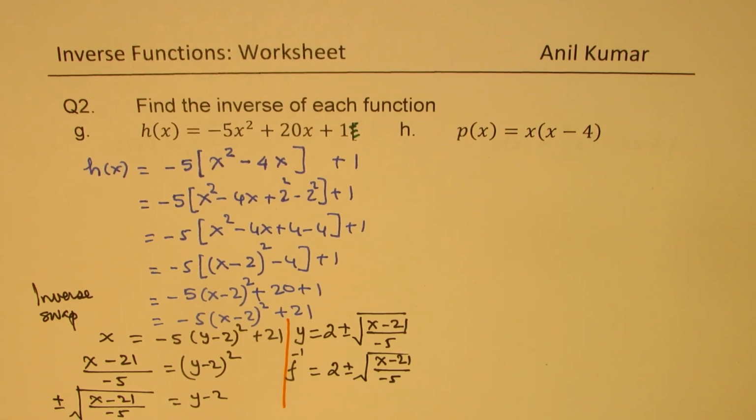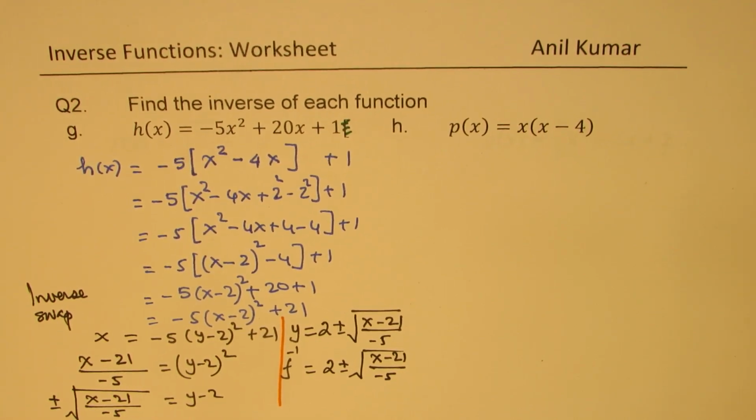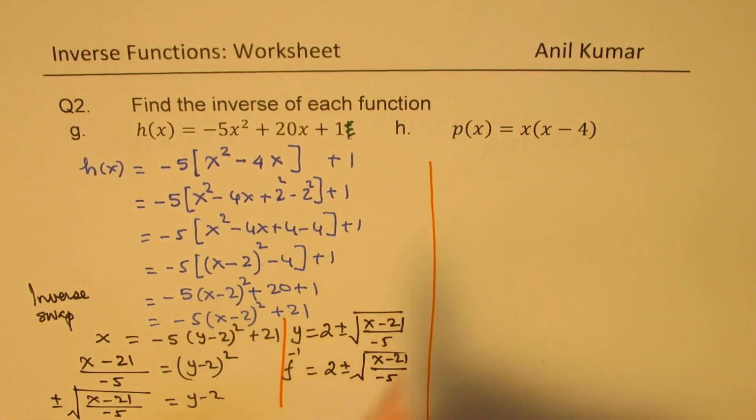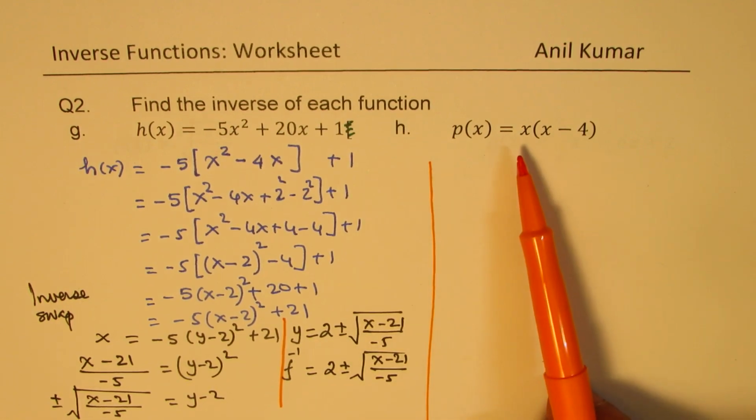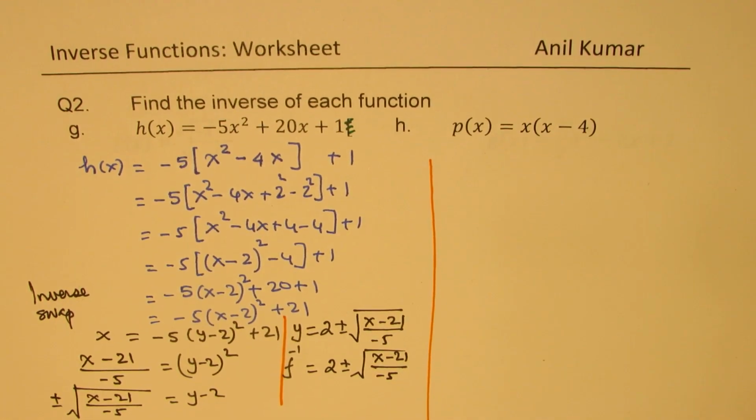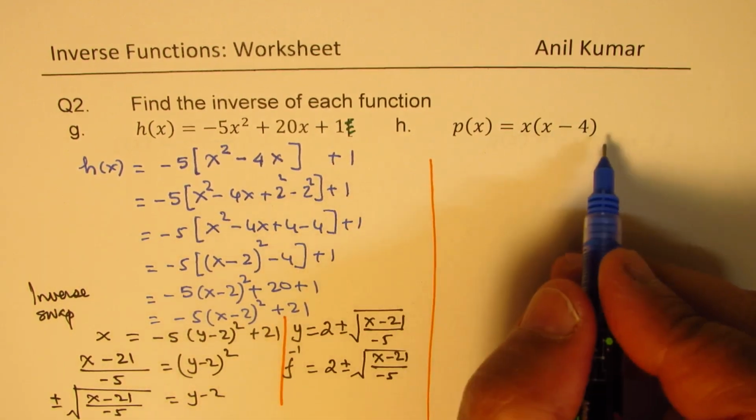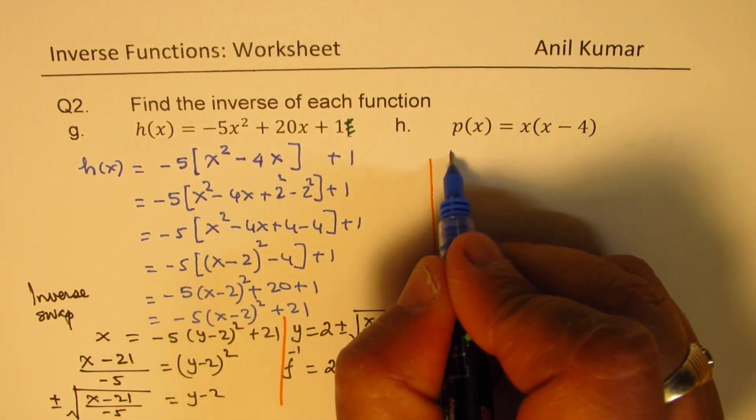But I'd like you to go through these steps and understand how to find the inverse of a quadratic equation when given in standard form. Now here we are given the quadratic equation in factored form. Now let us see how to find the inverse. So we'll again write this in vertex form and then do our operation of inverse.